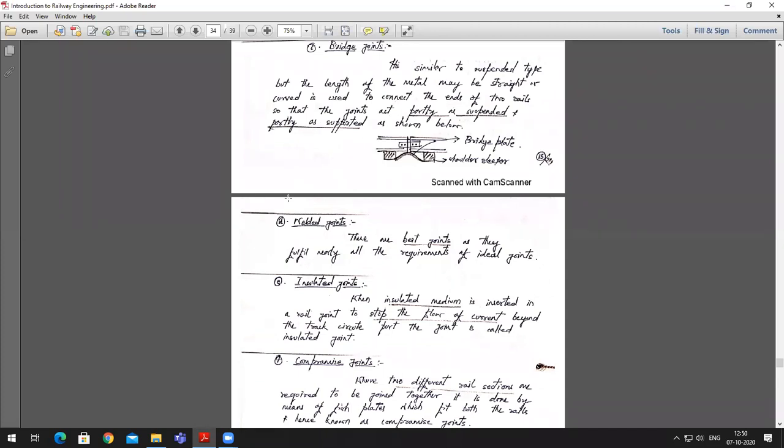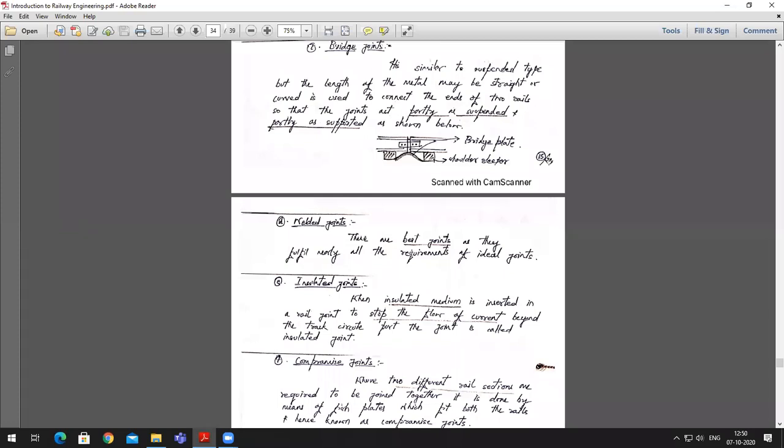The fish joint that you provide after welding 4 to 5 different rails is to ensure that the rails have sufficient space to expand and contract, and they don't develop cracks because of unavailability of space. So this is what we mean by welding of joints. Those joints which are welded together are what we call welded joints.